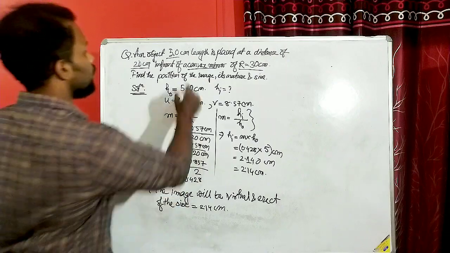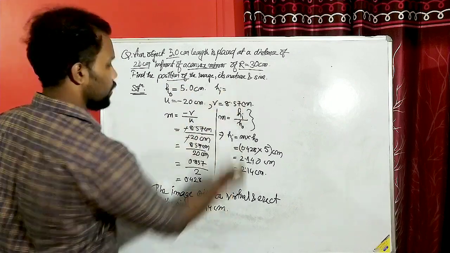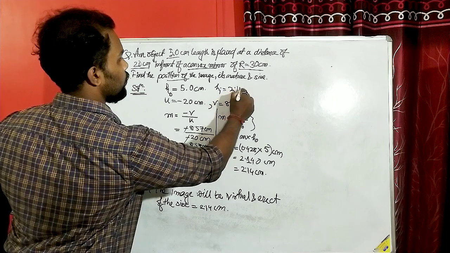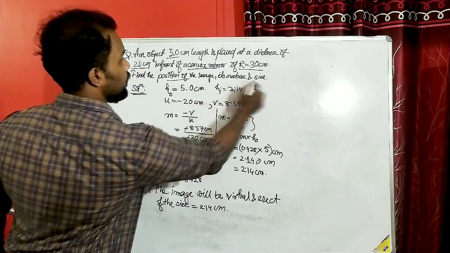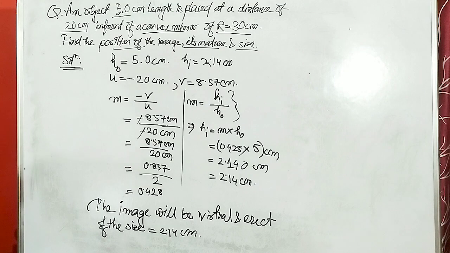So we have solved position, that is actually 8.57 centimeter. We got the image height as 2.14 centimeter. Okay, we got the size and we got the nature, virtual and erect. So we have solved all the things. Now you just pause the video and write it down. Okay, now we will move towards our next question.